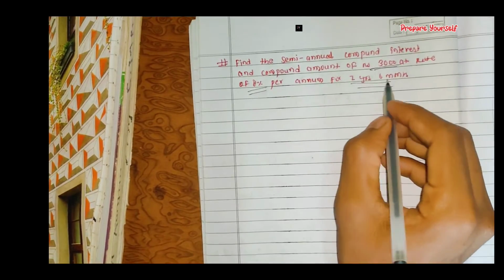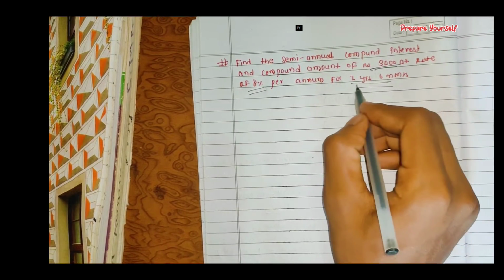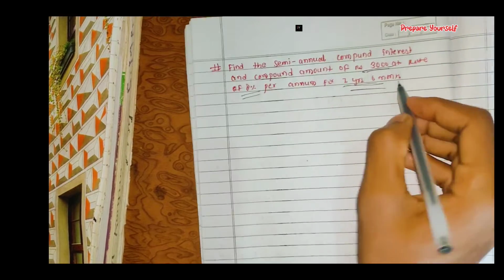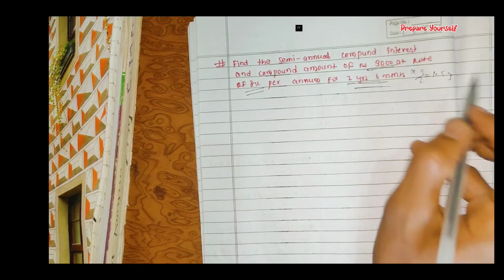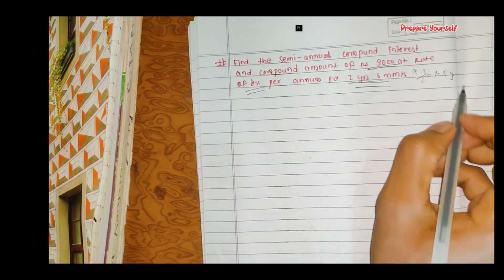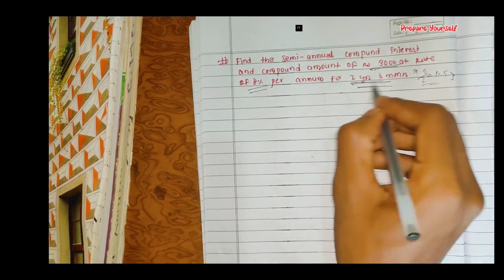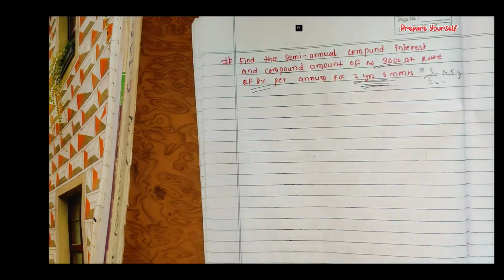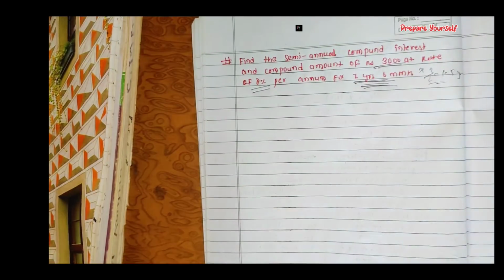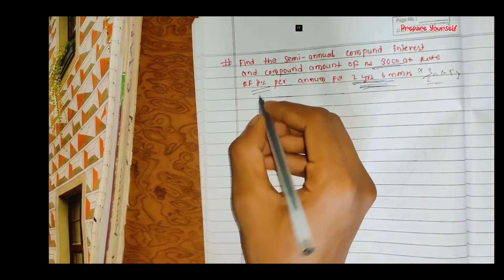In this question we can convert 1 year 6 months into 3 by 2, or simply add 1.5 years. But we will not do it like this; we will do it the other way because it is simpler for understanding. Here we have a formula for when the year and the month are given. So we'll move to the solution.